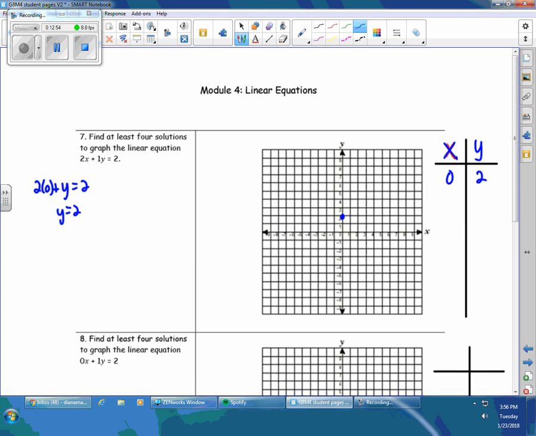The next one, I'm going to set x equal to 1. So 2 times 1, 2 times 1 is 2. Subtract 2 from both sides. And y is going to equal 0. So next I'm going to pick x equals 2.